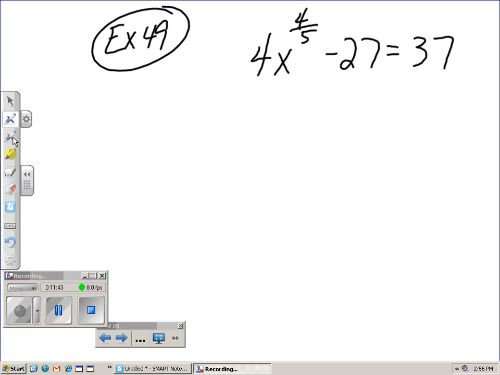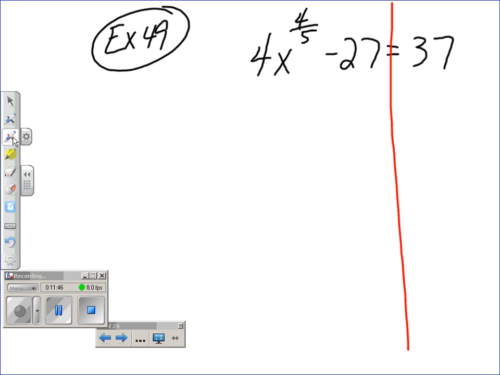Okay, and of course they're going to make it a little more complicated. Here's your fence. We have multiple things on that side of the fence here. Now before we use our trick of raising this x to its reciprocal power, 5 over 4, before we can do that, we need to get that x alone. So I need to get rid of the 4, and I need to get rid of the 27. So what order do I go in? I get rid of the one that's furthest from the x. So I'm going to get rid of the 27 first. Then I'm going to get rid of that 4 that's right next to it. And then finally, I'm going to raise that x to the 5/4 power to get rid of that exponent.